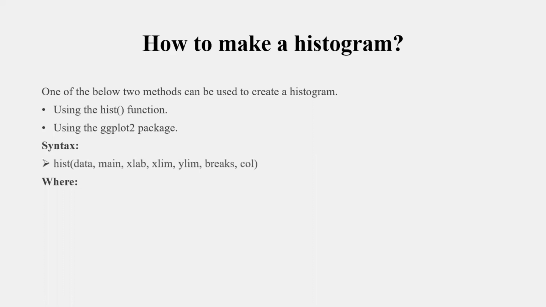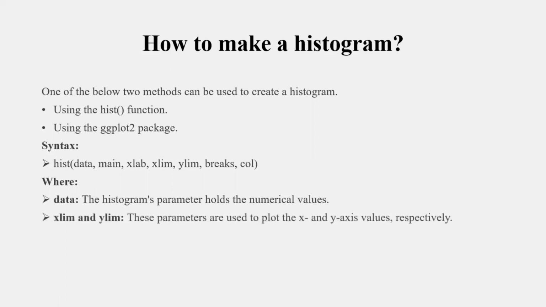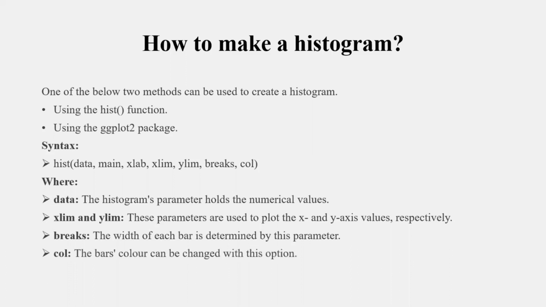Just use the hist keyword, pass the data frame, and some parameters, where data represents the histogram's parameter that holds the numerical values. Xlim and ylim are used to plot the x and y axis values respectively. Breaks represents the width of each bar that is determined by using this parameter. Next, we have col. The bar's color can be changed with this option. Now let's move to our studio to see how this function works.